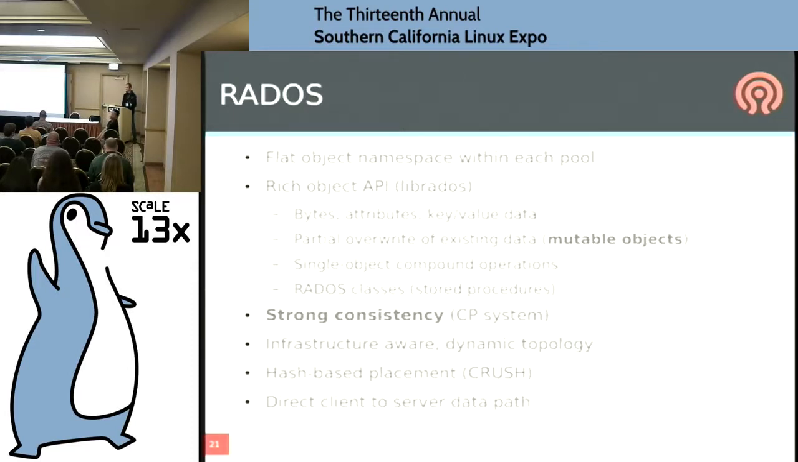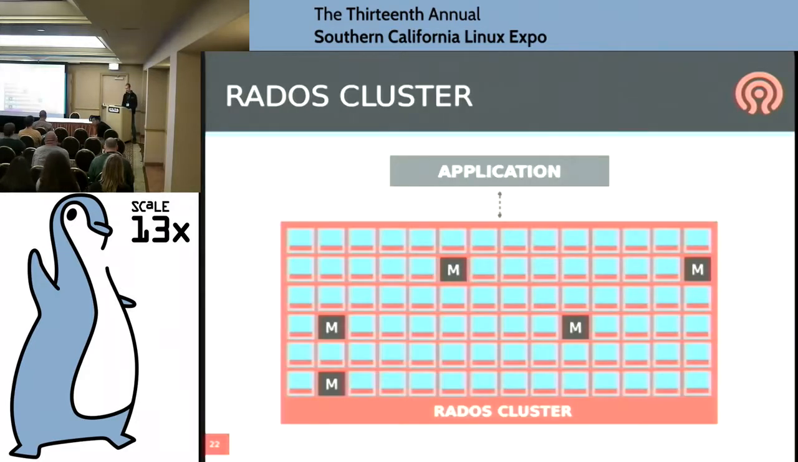It's a strongly consistent system because we're building file systems and block devices on top, so it's very important that we're strong and consistent. So this is very different from something like Swift or S3 where it's sort of eventually consistent and loose in that sense. We use CRUSH for dynamic placement. We're aware of the cluster topology, all good stuff.